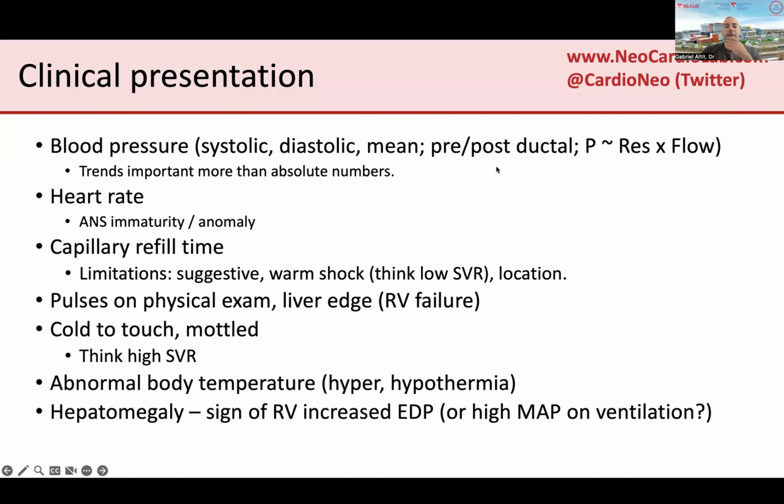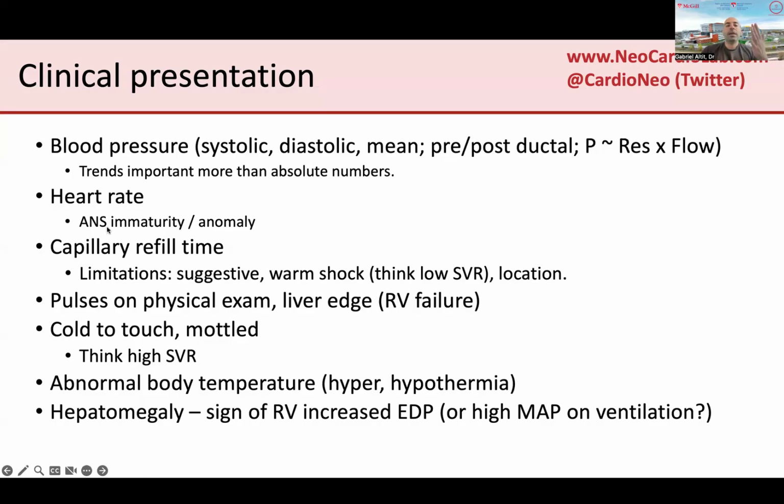Are there differences in my different limbs, and how am I taking this blood pressure? Where am I taking this blood pressure? And obviously, I think that trends in general are more important than absolute numbers, and they need to be put into context of the whole clinical presentation.